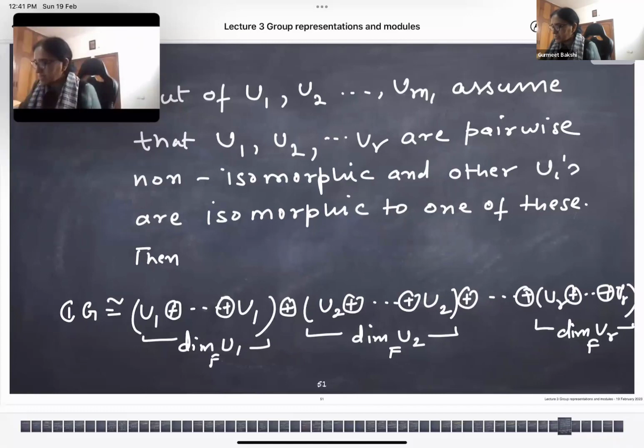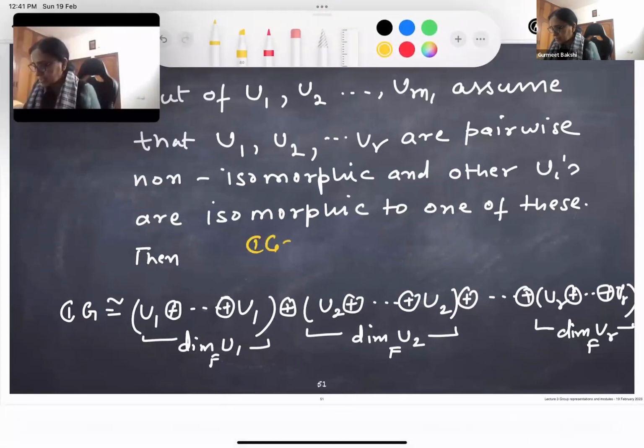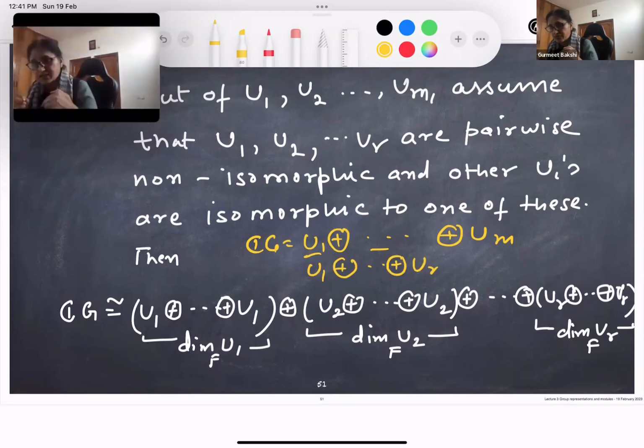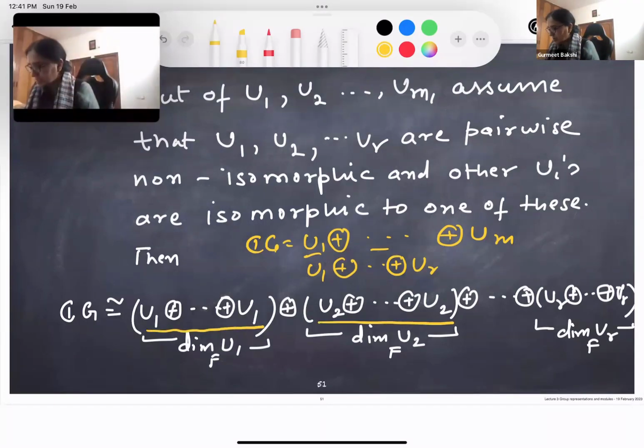So this is my CG. Initially I wrote this as a direct sum of irreducible CG modules, but some of these may be isomorphic to each other. So I just write down the first ones which are not isomorphic, and the rest are isomorphic to one of these. So that means I have certain copies of U1, certain copies of U2, certain copies of U_r.